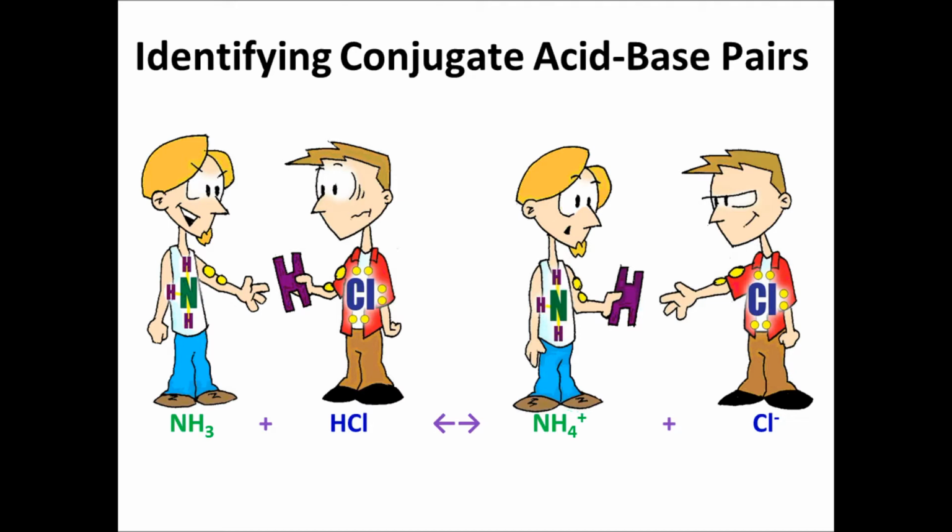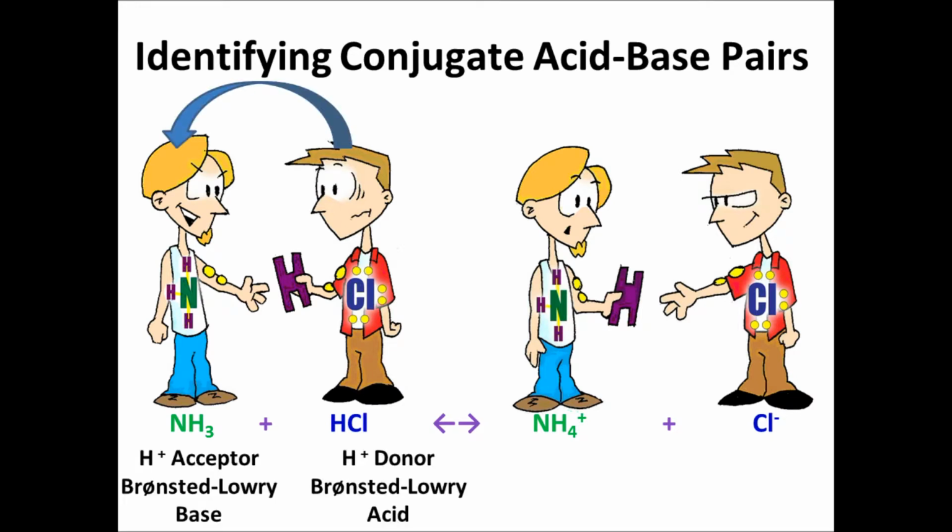So if we look at this equation, we have ammonia, NH3, plus HCl, producing ammonium ion, NH4+, plus the chloride ion. And again, if we think back to our definition, a base takes a hydrogen ion from an acid. So if we look at what's happening here, who's taking the hydrogen? Well, that's pretty clear. It's the NH3. The NH3 is taking the hydrogen to become NH4+. Because it takes the hydrogen, we call it the Bronsted-Lowry base. The HCl, on the other hand, is donating the hydrogen, and so it is classified as the Bronsted-Lowry acid.